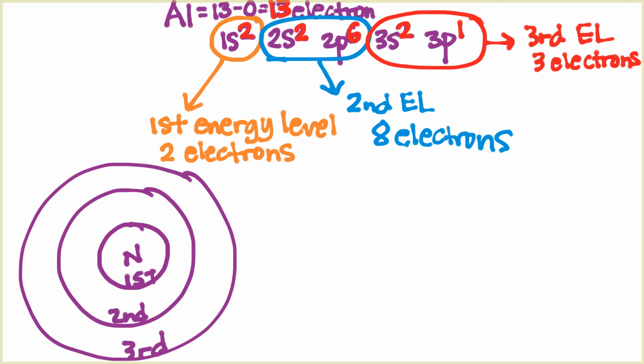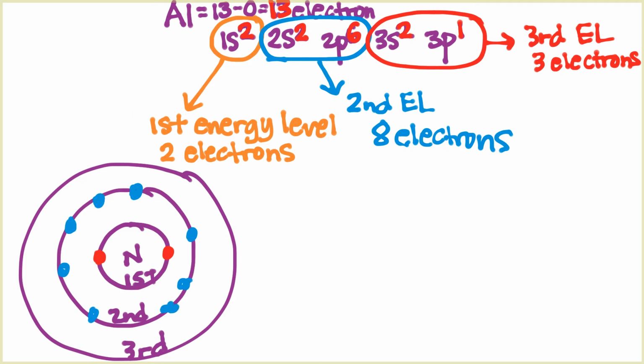Okay. And then now we can distribute those electrons in each energy level. So look again. In the first energy level, we have 2 electrons. So I'm going to put 2. 1, 2. See it? In the second energy level, I got 8. So I'm going to put in 8. 1, 2, 3, 4, 5, 6, 7, and 8.